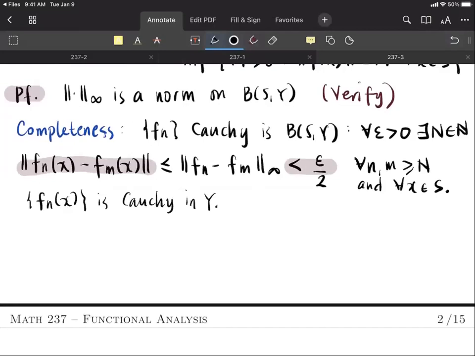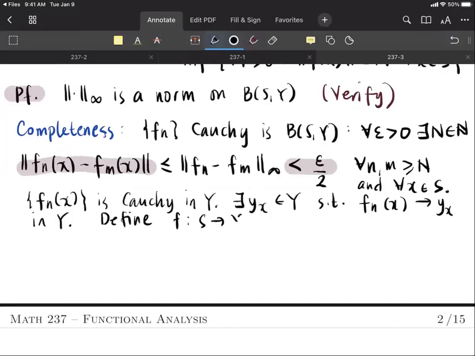And therefore, by completeness of Y, I can find, let's say, a y sub x in Y such that f_n of x tends to y sub x. Of course, the convergence is with respect to the norm of the space Y. So a different x might give you a different y. Now we define our candidate limit as follows. So f of x is equal to this limit here.